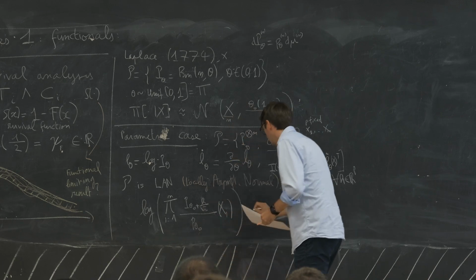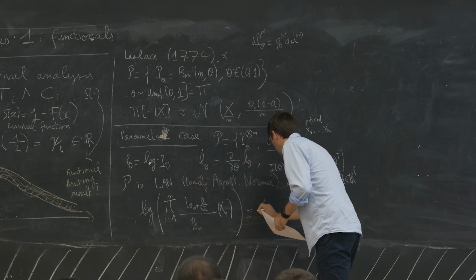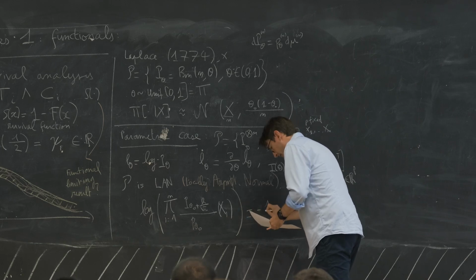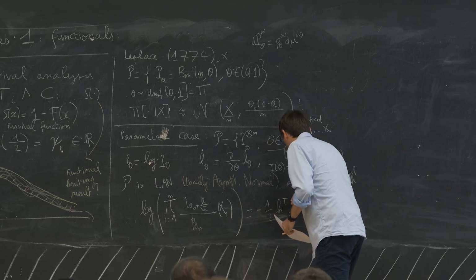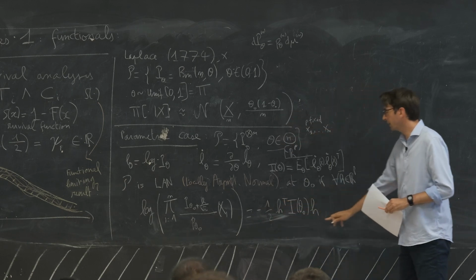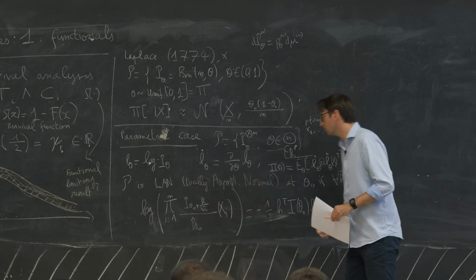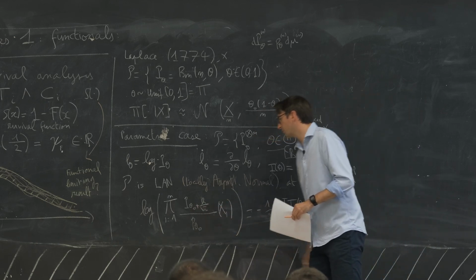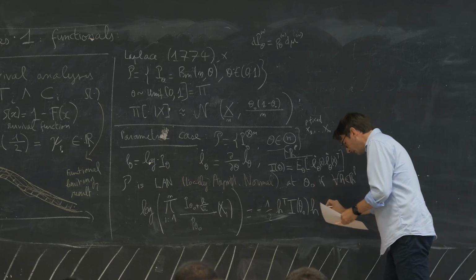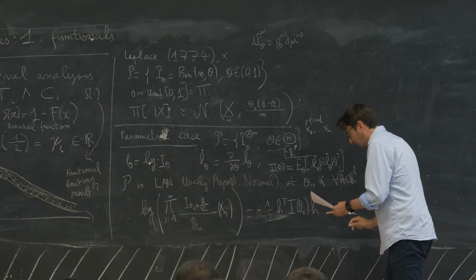Okay, equal to. So let me write the quadratic first: a half h transpose I theta naught h. So this is a quadratic term in terms of h. So you expand locally around your parameter theta naught, for instance, in a certain direction h.